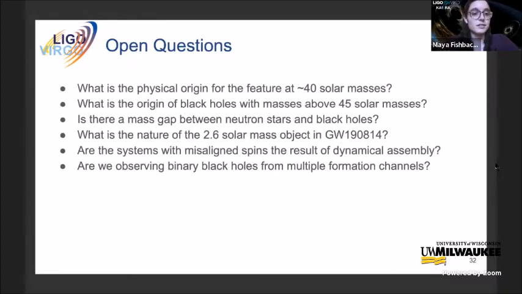Another question is, are the systems with misaligned spins the result of dynamical assembly? Because we know that fewer than 50% of systems have misaligned spins, so the distribution is not perfectly isotropic, are we observing binary black holes from multiple formation channels? And if so, what are all of those formation channels? So these are still very open questions that we hope to answer with future data.